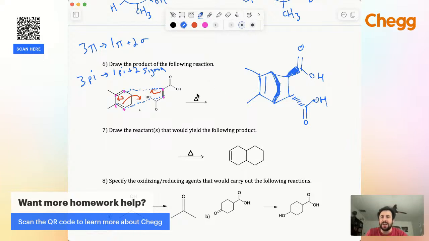And then the other thing here is this is typically driven just with heat, right? We don't need any other reagents. This is thermodynamically driven. It's just going to do this.